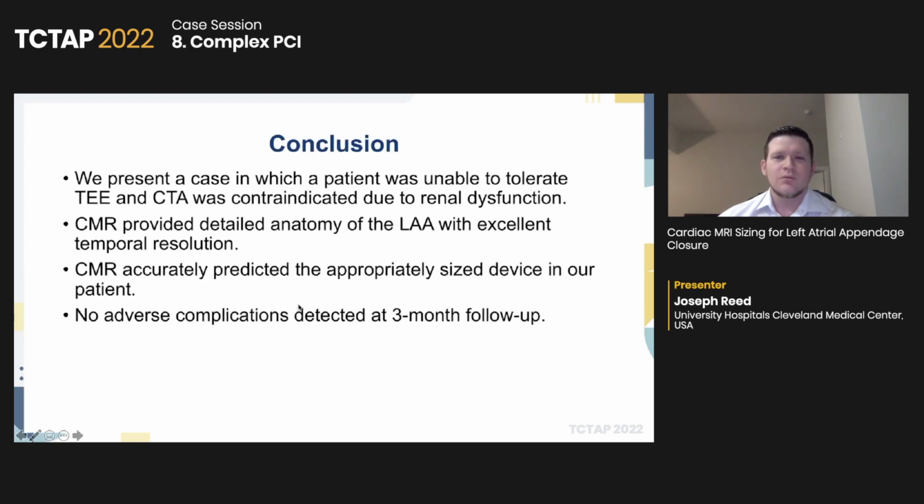In conclusion, we safely used cardiac MR in this patient who had a contraindication to TEE and CTA, and we provided detailed anatomy of the LA using cardiac MR and accurately predicted the appropriately sized device in our patient, and no adverse complications were detected at 3-month follow-up. Thank you.